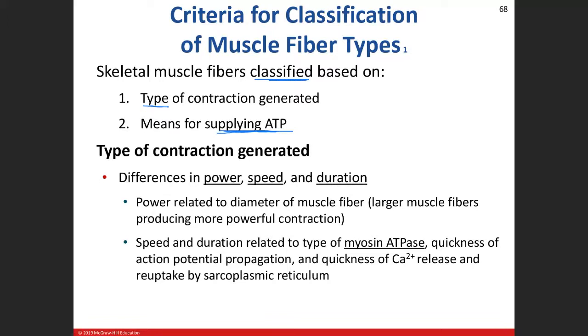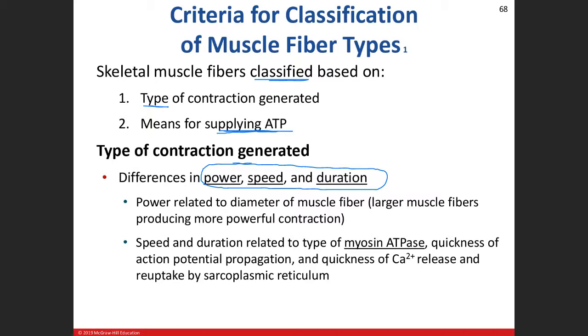All right. So when we're going to classify the muscle fiber based on the type of contraction, these three categories help us to determine the type of contraction based on power, speed, and duration. Okay, overall power is the amount of force that we can generate. Obviously, speed and duration are self-explanatory.